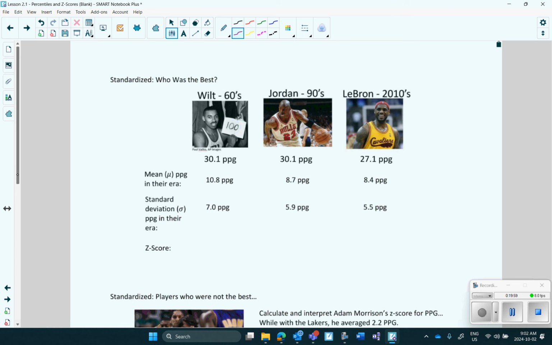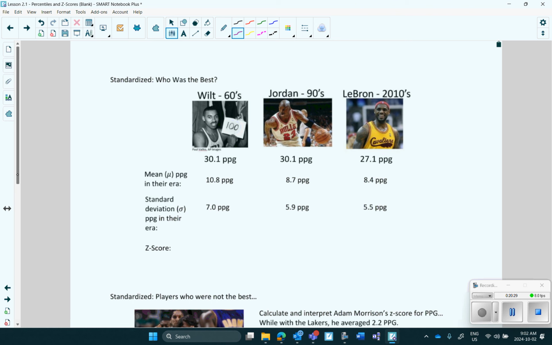So you've got a guy, Wilt Chamberlain, in the 60s. Okay, that's when he played. He was averaging over 30 points per game. And then you've got Michael Jordan in the 90s who was averaging the same. And then you've got LeBron in the last decade who was averaging 27.1. Well, one would look at these and say, okay, well, clearly Wilt and Jordan were performing better than LeBron.